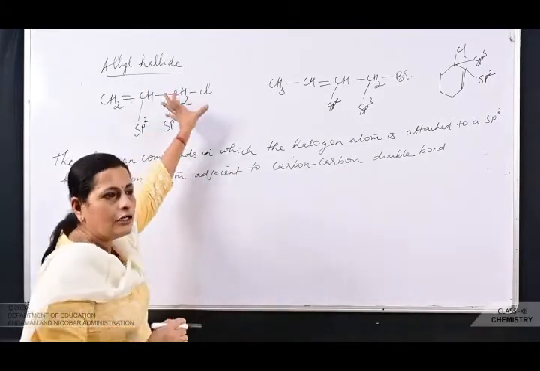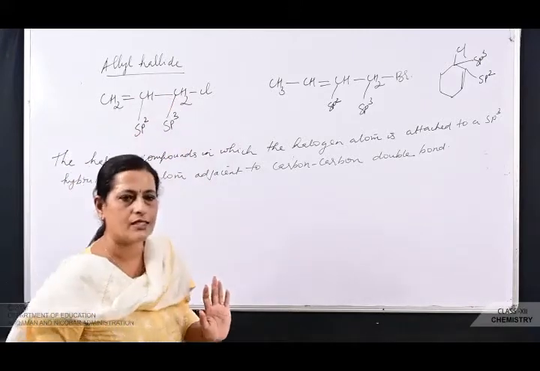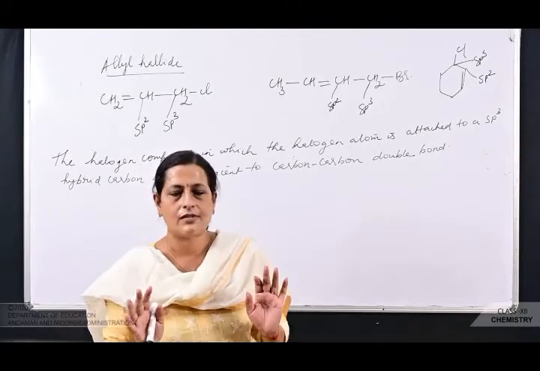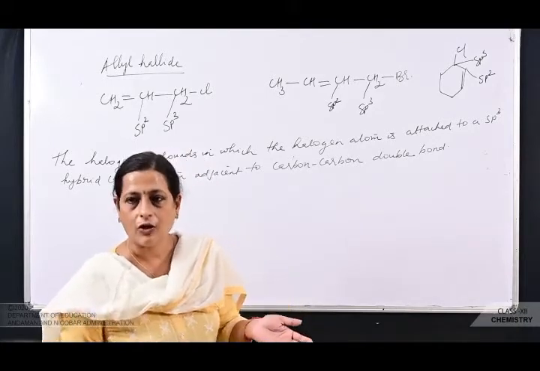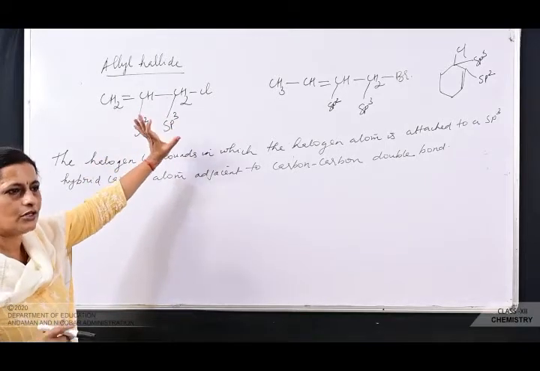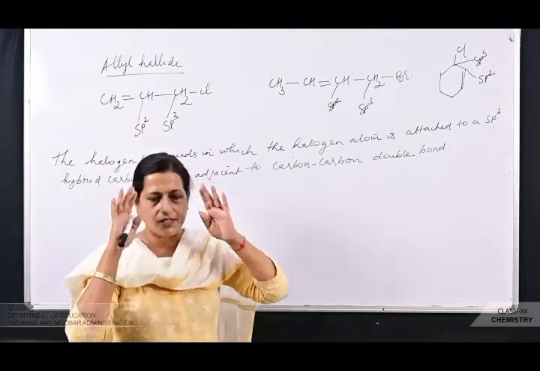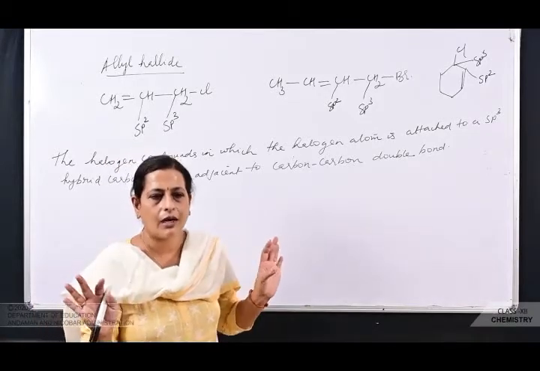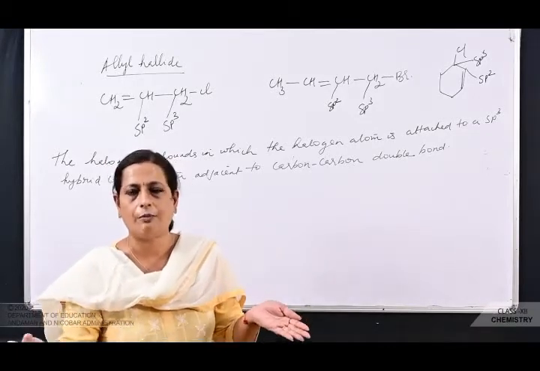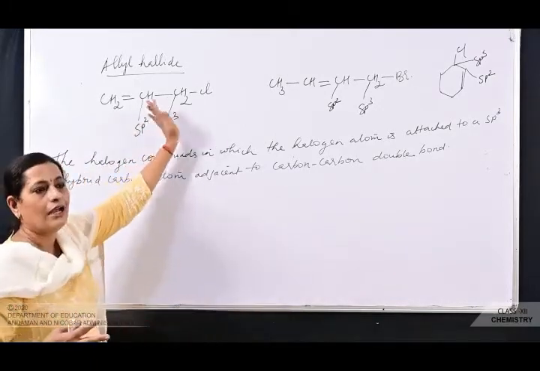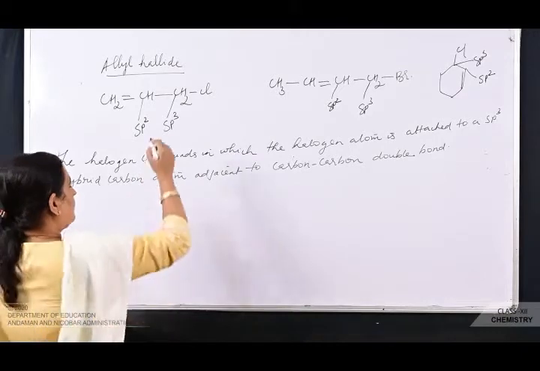To write an allyl compound, minimum how many carbon atoms is required? 3 carbon atoms. Minimum there should be 3 carbon atoms. Then only you can write an allyl compound. So you know this compound's common name is allyl chloride. Because allyl means, you just keep this in mind, minimum how many carbon atoms should be there? 3 carbon atoms. Without 3 carbon atoms, we won't be able to write allyl compounds. So the common name for this one, we give it as what? Allyl chloride.